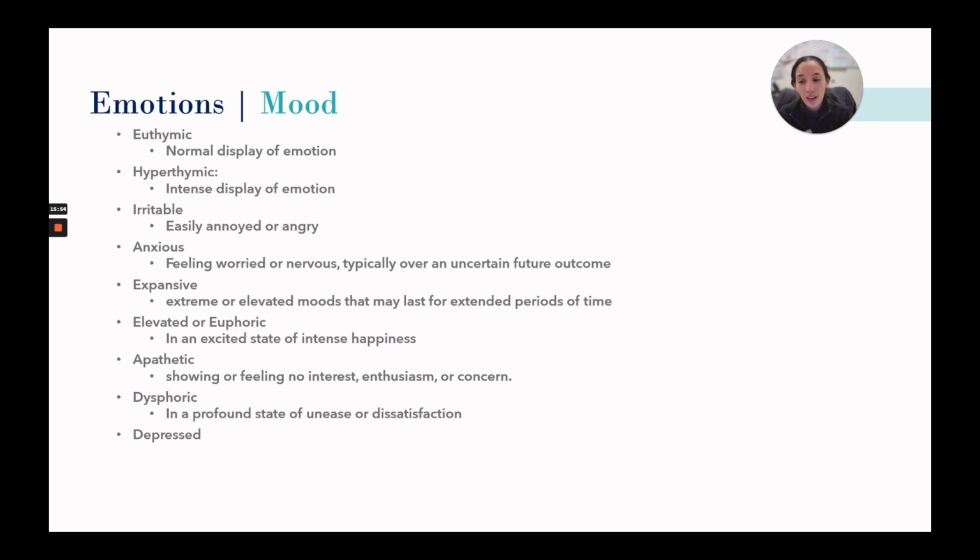Can also have an elevated or euphoric mood, which is an excited state of intense happiness. We can have apathetic mood, which shows a feeling of no interest, enthusiasm, or concern. We can have dysphoric, which is a profound state of unease or dissatisfaction, and they can also be depressed.